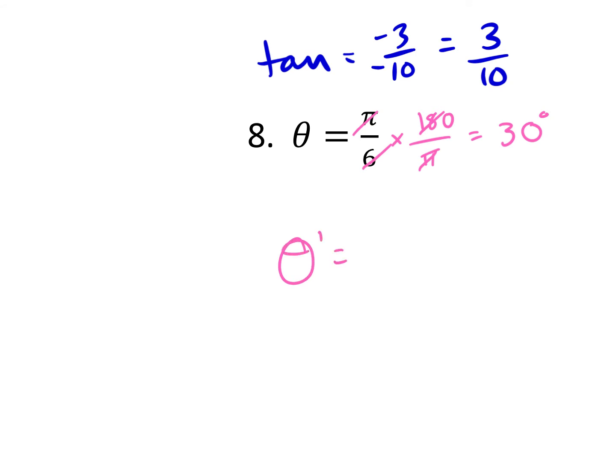So what would my reference angle be? If the question gives you radians, your answer has to be in radians. Pi over 6. So if we convert it to degrees to help us, just make sure you convert it back.